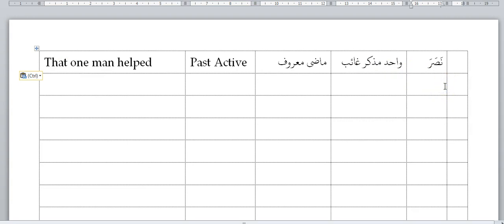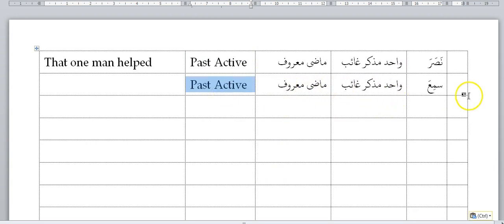Okay, the next pattern we did was Sami'a. Now this is Maksurul Ain. It's exactly the same. Wahid Mudhakkar Ghaib, Madi Ma'ruf also. And it means that one man heard.